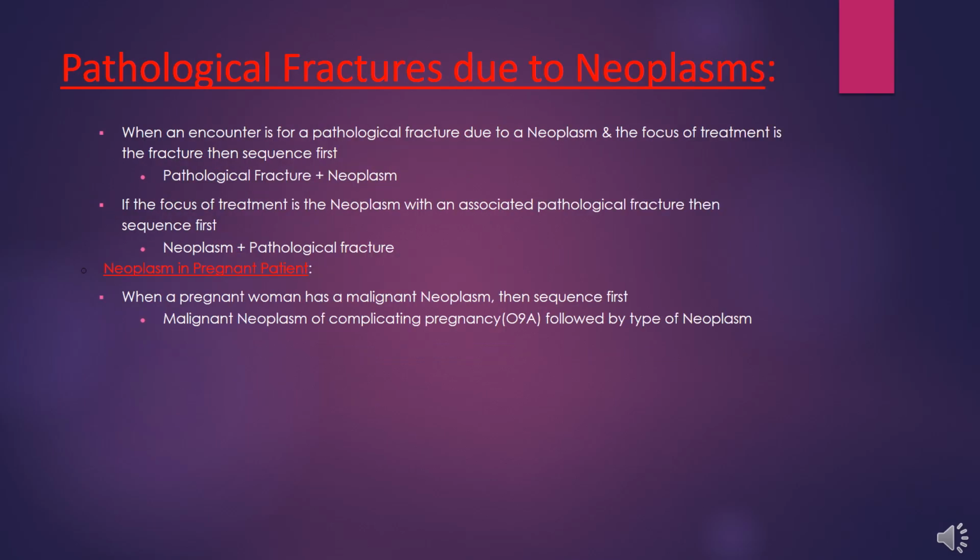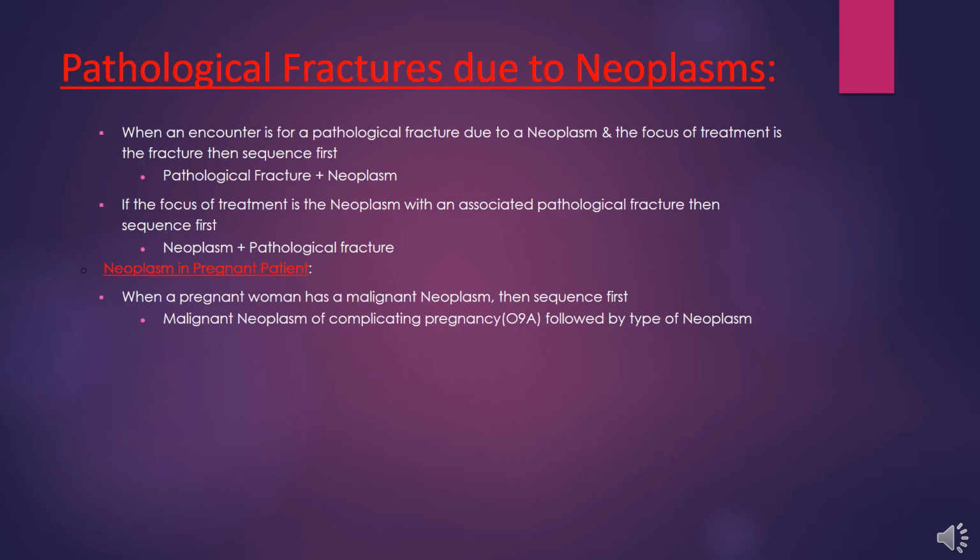Pathological fractures due to neoplasms: when an encounter is for a pathological fracture due to a neoplasm and the focus of treatment is the fracture, then sequence first the pathological fracture, then the neoplasm. If the focus of treatment is the neoplasm with an associated pathological fracture, then sequence first the neoplasm.